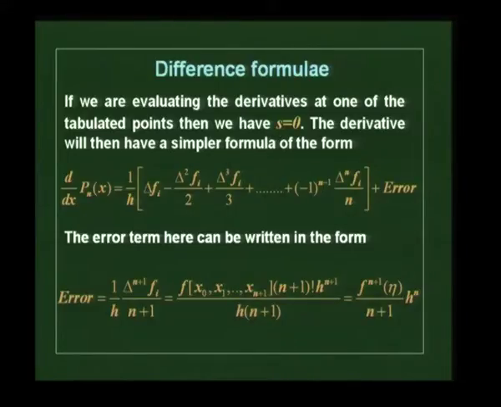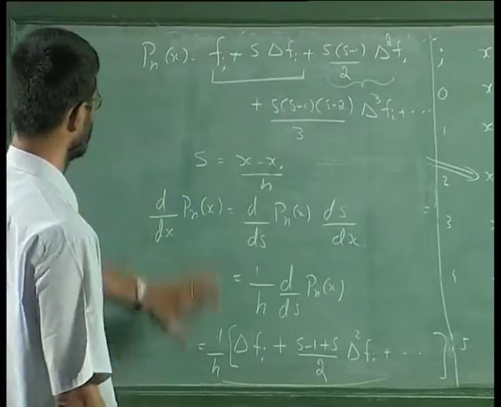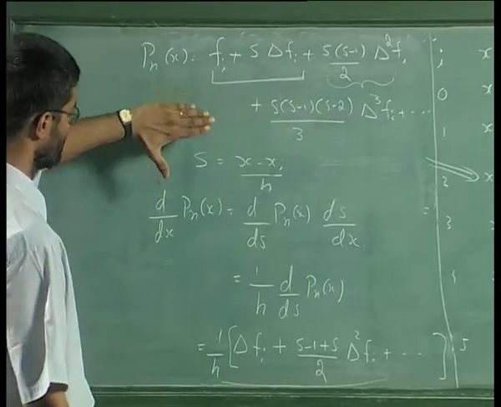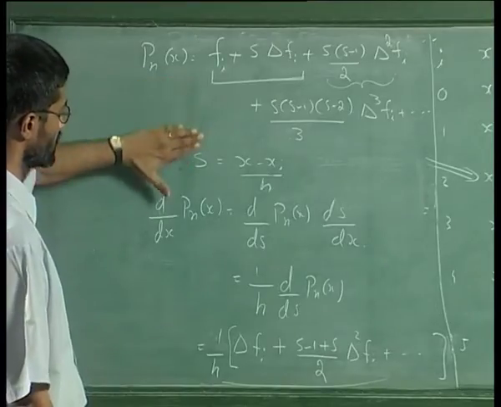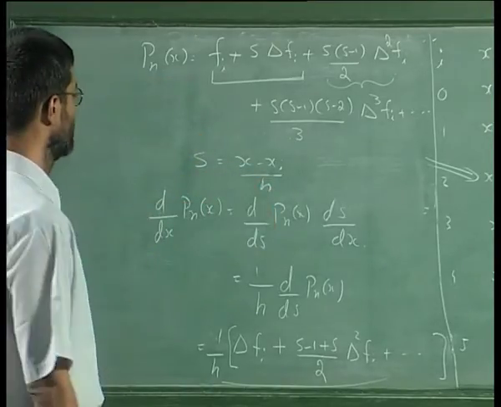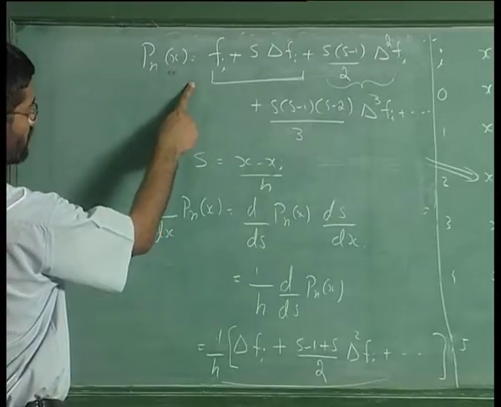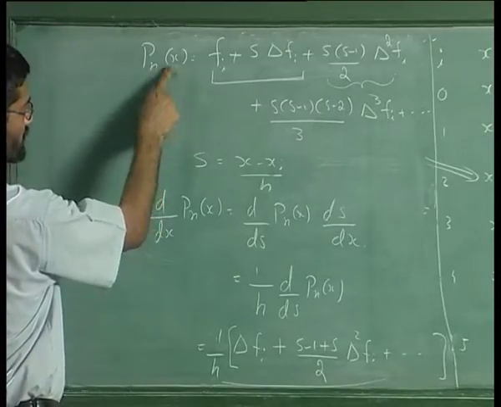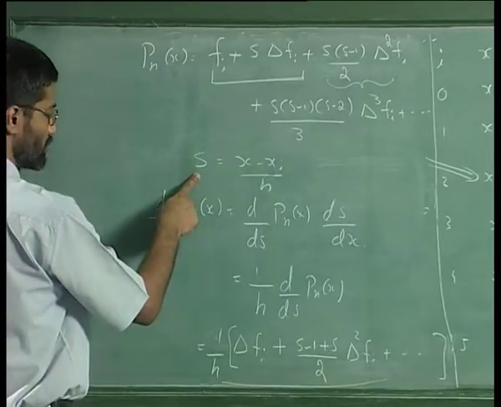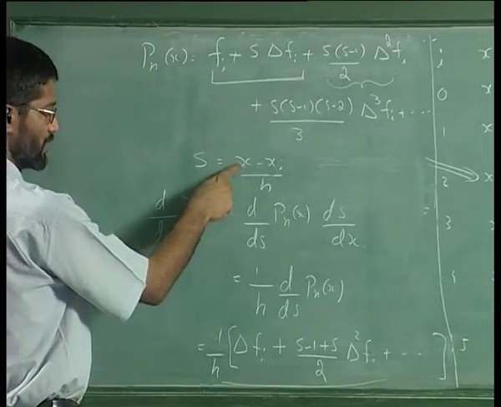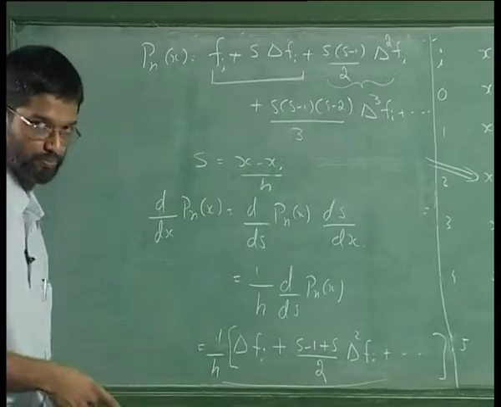Notice that when we enter at any of the points which are tabulated, let us go back here and look at it. This is our whole form. We have the polynomial in terms of s, where s is (x minus xi) by h. So if you want to evaluate this polynomial at any of the tabulated points xi, then s would go to 0, because (xi minus xi) by h will go to 0.